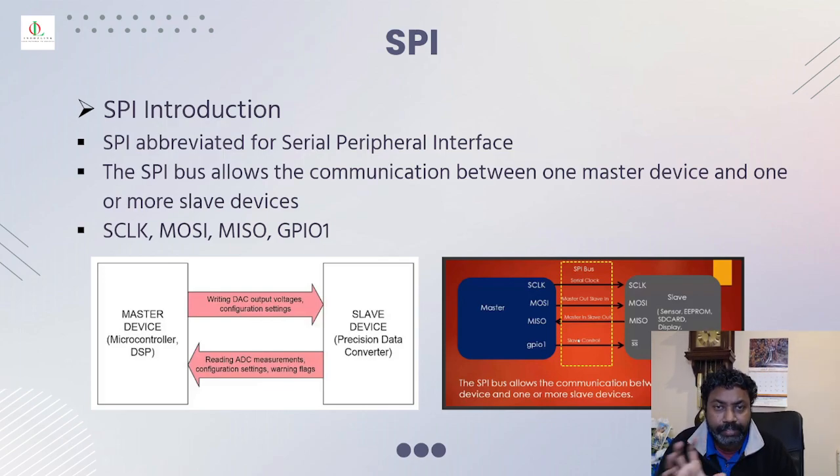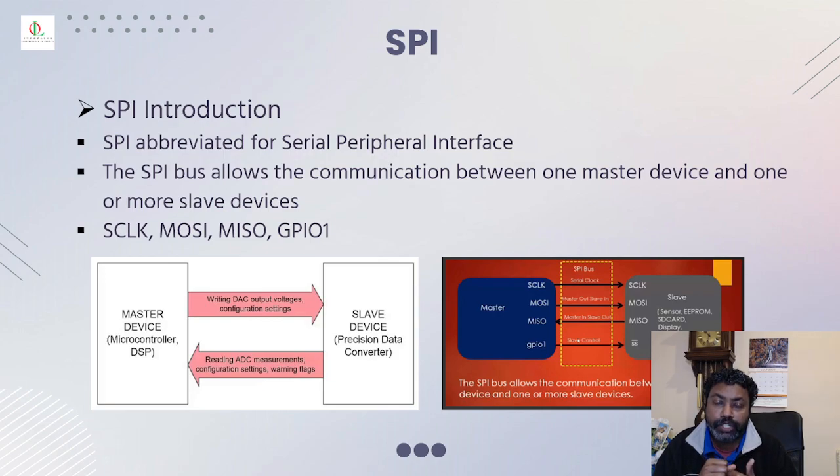So that is the basic difference between this and the other communication protocol that we learned, I2C. I2C can have multiple masters and multiple slaves, whereas SPI can have only one main master device, and it can have either a single slave device or multiple slave devices. And SPI works on a 4-wire configuration. So you need a serial clock, MOSI, MISO, and a GPIO chip select.